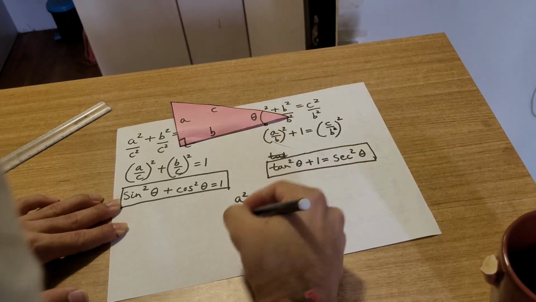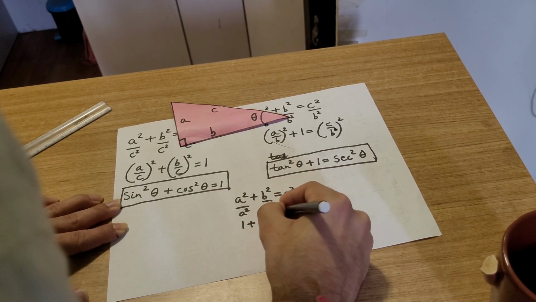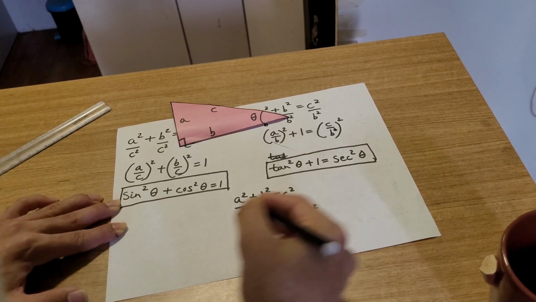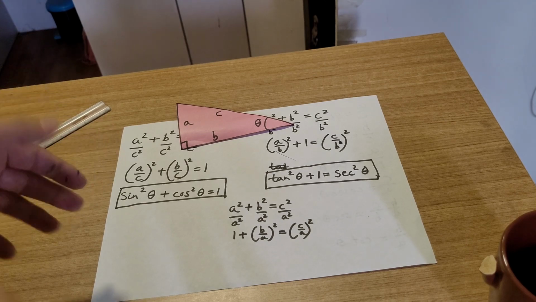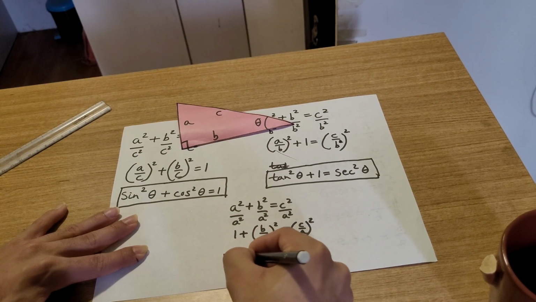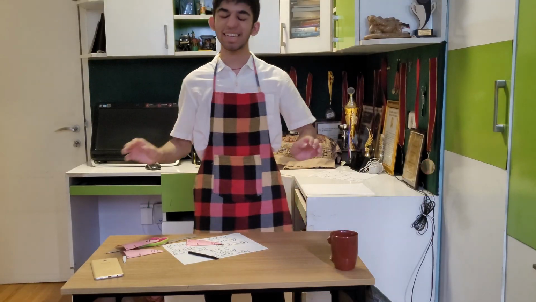Now a square by a square is just 1, and we can do the same thing we did last time, b over a, squared, and then c over a, squared. Now you'll notice b over a is just cot from last time. We have 1 plus cot square theta equals cosec square theta, and that is it for today.